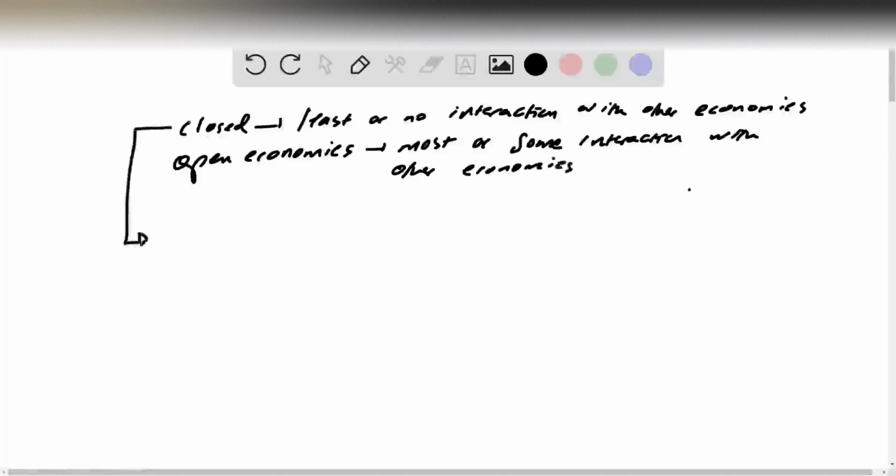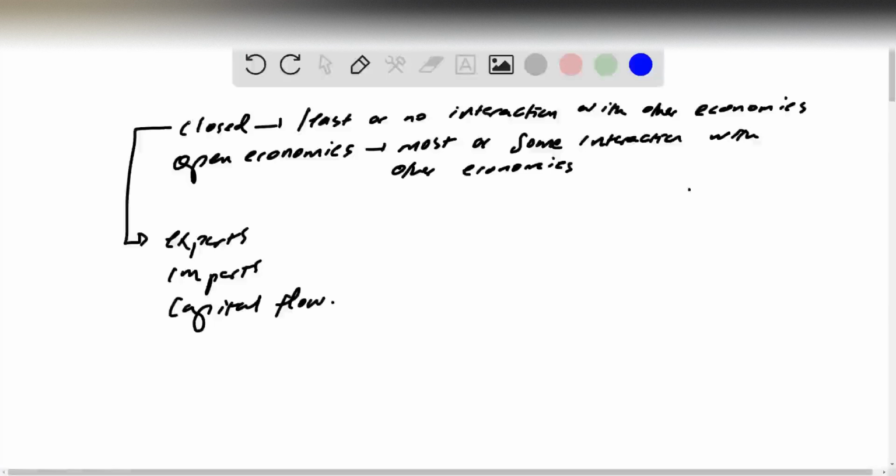On the closed side, we're saying that we're not going to have any exports, we're not going to have any imports, we're also not going to have any capital flows. That's the opposite of what happens in an open economy. So in an open economy, we allow capital flows, we allow imports and exports to move freely.